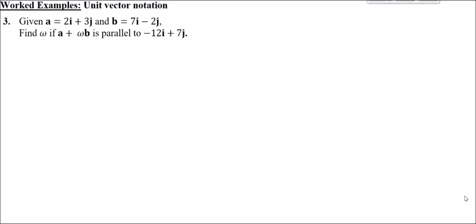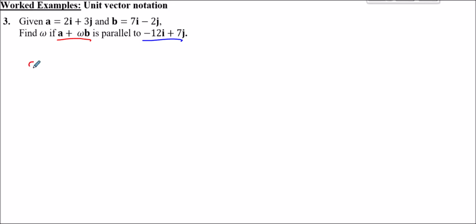Alright, so questions 3 and 4 are slightly harder worked examples. We're going to boil down actually to doing simultaneous equations. So question 3, we're told that vector a is 2i plus 3j and vector b is 7i minus 2j. Find omega, which is this fancy w-looking symbol, if vector a plus omega b is parallel to minus 12i plus 7j. So this goes back to what we said in the warm-up. If two vectors are parallel, then one could be expressed as a multiple of the other.